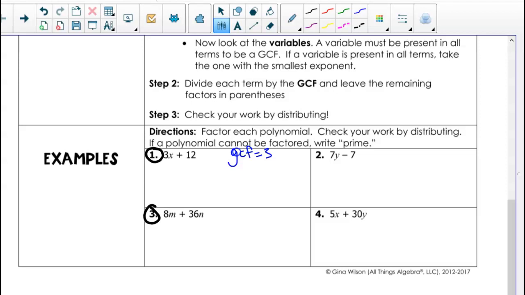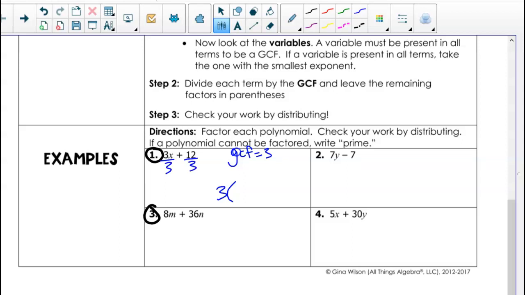Now I'm looking at the variables. I see one of the terms has an x, but the other one does not. So that means I cannot take out an x because this 12 does not have an x. Can't take something out of nothing. So my GCF is just 3. I need to divide both of these terms by 3 and see what's left.